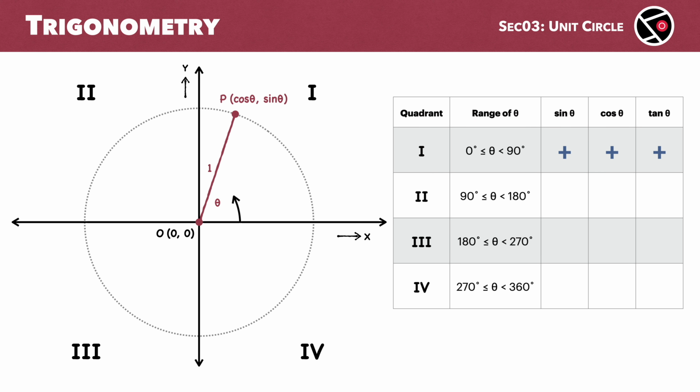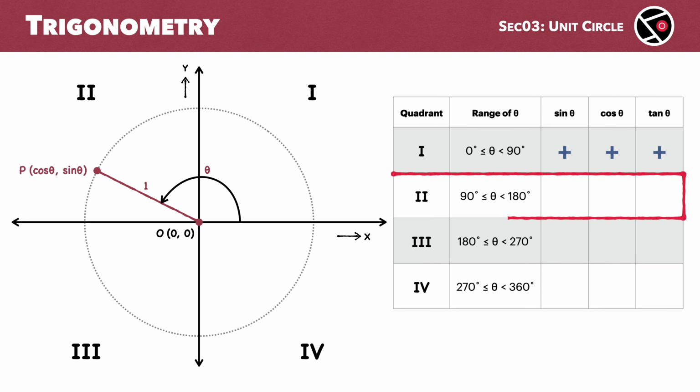Let's now move this point to the second quadrant. What do you think will happen to the signs of sin theta, cos theta, and tan theta in the second quadrant? Once again, pause the video and give it a try.